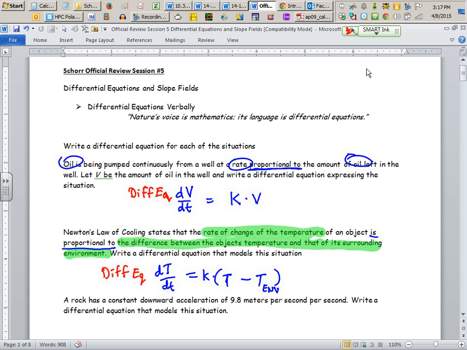Now, if you try to separate variables, so that means you divide by V, you multiply by dt, and you separate the dt's to one side and the V's to one side, you can actually integrate everything and come up with a general solution. And the general solution for both of these is predictable and should be memorized. Anything that looks like this, you should just memorize it. This will come out to V equals V naught e to the kt. And this will come out to T minus T environment equals T naught minus T environment, times e to the kt. These two are worth memorizing.